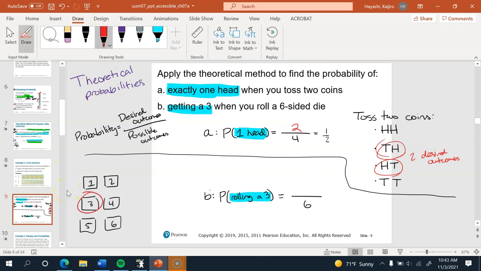And there is exactly one outcome of interest, right? You don't want a 1 to come up, you don't want a 2, you don't want a 4, you don't want a 5, and you don't want a 6. You want a 3, and only a 3. So that is one outcome that is desired. And so that probability is 1 over 6. You are interested in 1 out of the 6 outcomes.